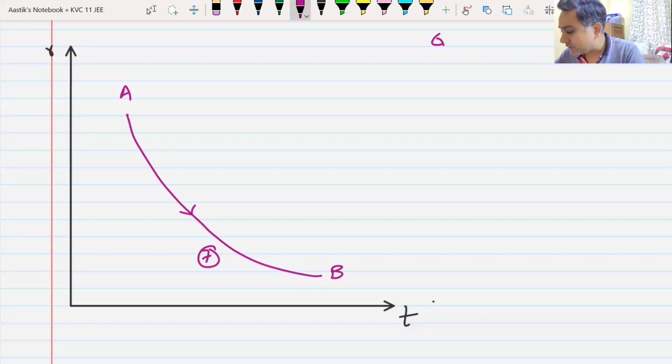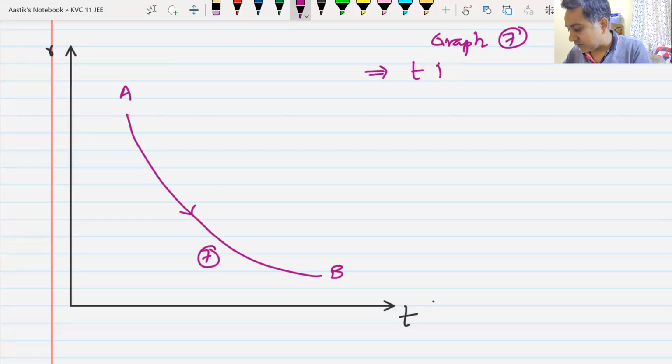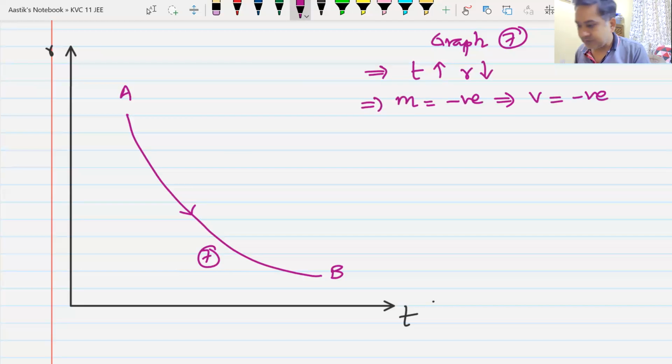Let us talk about graph number 7 and please tell me what is happening in it. First point, as time increases, what happens to the position of the particle? It decreases, sir. What does that mean? The slope of the graph is negative. What does that mean? The velocity is negative.